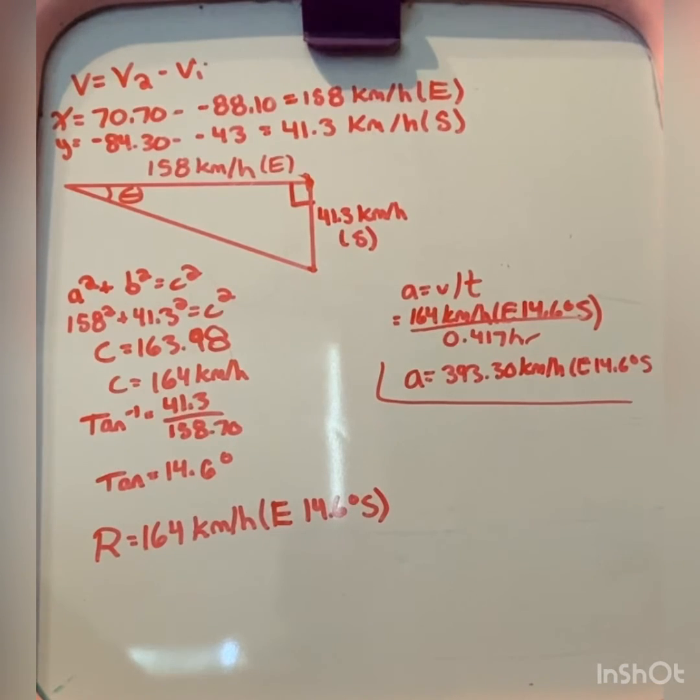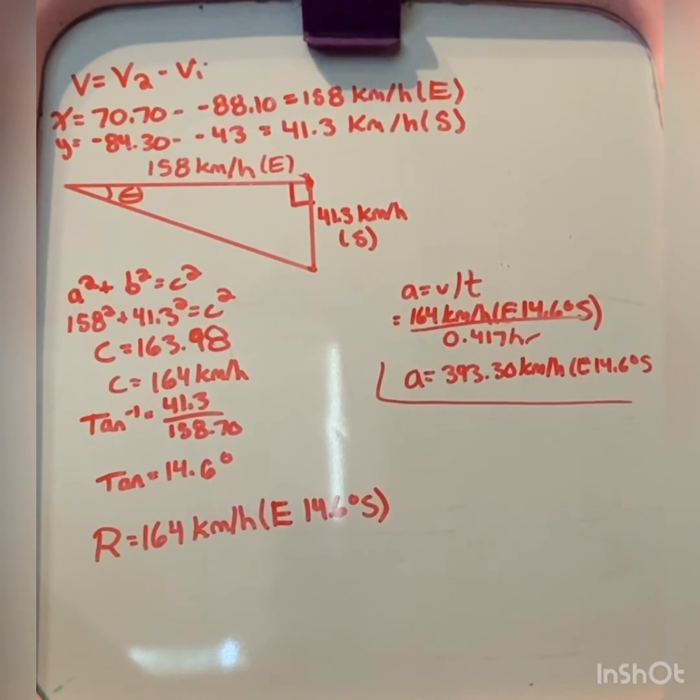For the y value, you have to go negative 84.30 subtract a negative 43. These values are both negative because they both go in the south. And you'll get an answer of 41.3 kilometers per hour to the south.